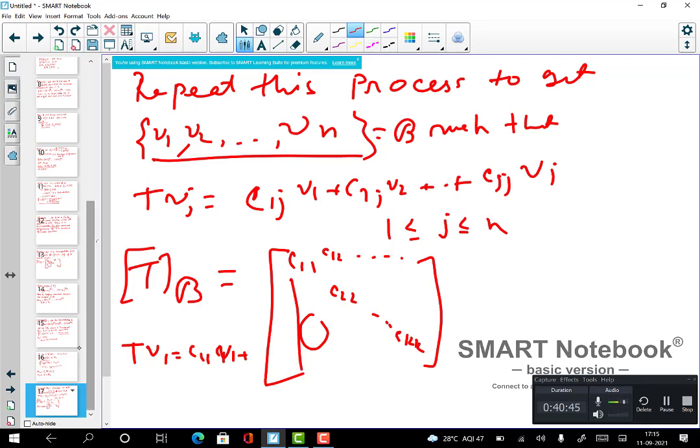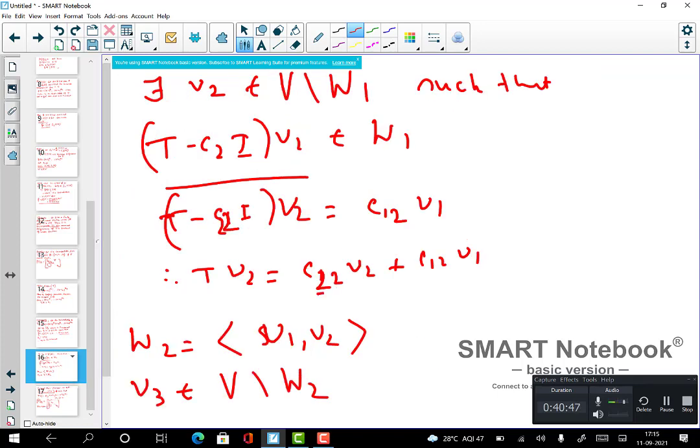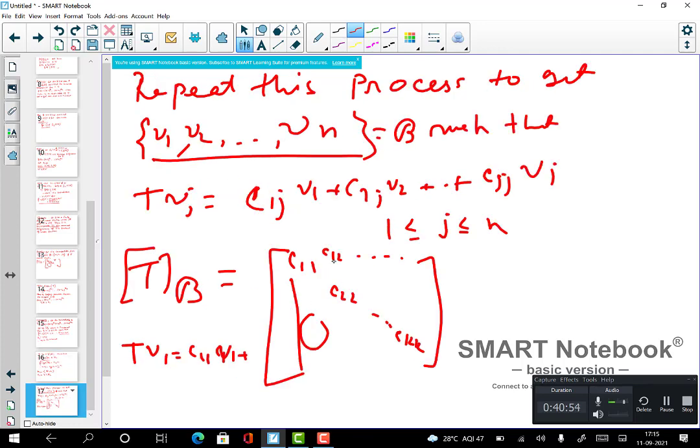Similarly, in the second column, there are two vectors, V1 and V2, and all the other coefficients are 0. So in the second column you will have C12 and C22 and everything else is 0. So below the diagonal everything is 0. So this will be a triangular matrix, and hence proved. Hence T is triangulable, right? This is the proof of the theorem that if the minimal polynomial is a product of linear factors, then T is triangulable. Okay, this is one condition.